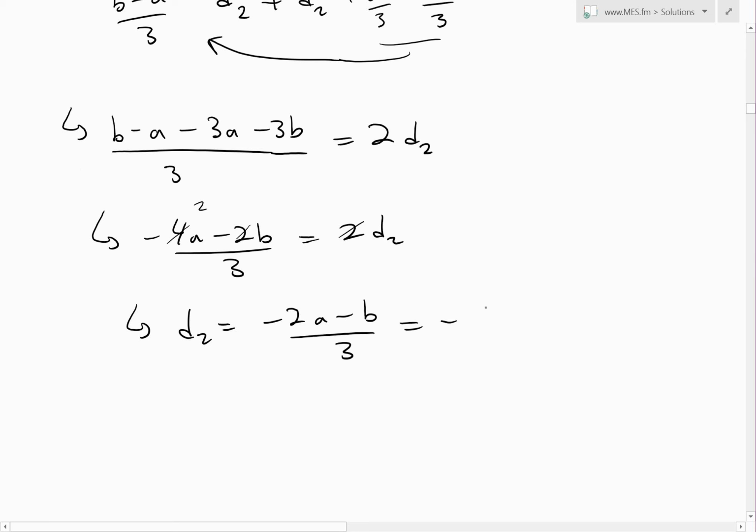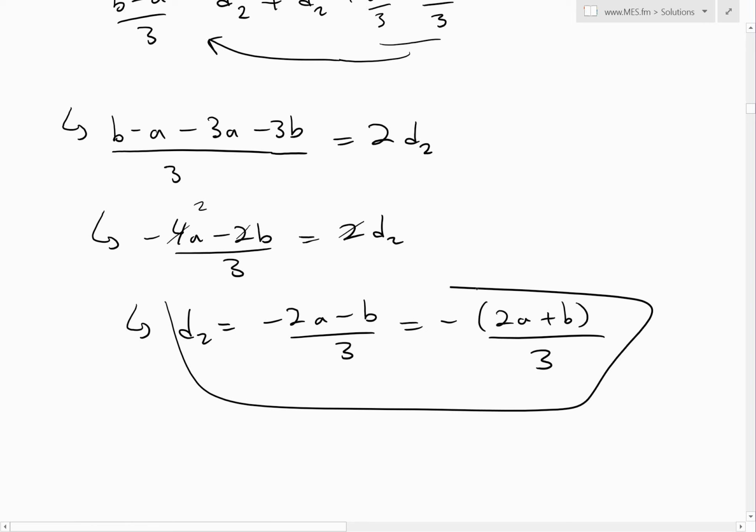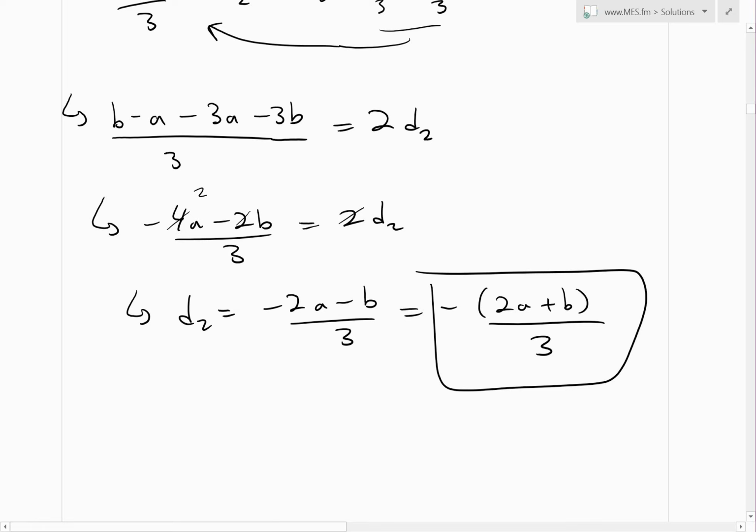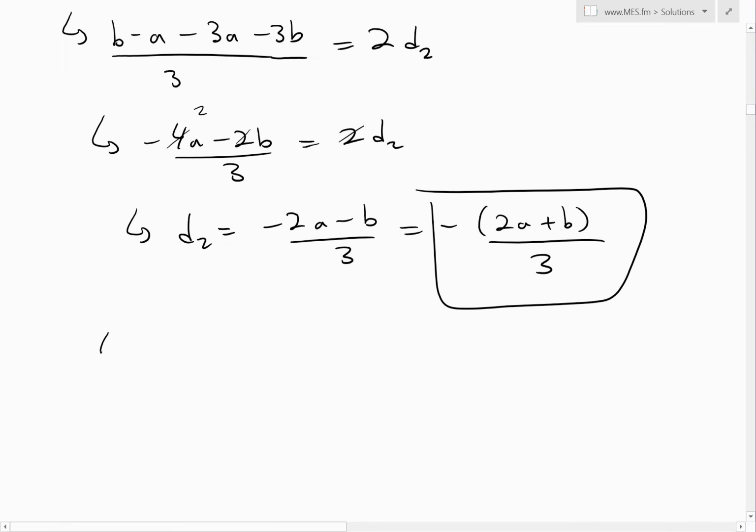Take the negative out. This is going to be 2a plus b, take it over 3. So that's our d2 right there. I'll just put this like that. Okay, and now solving for our d1.